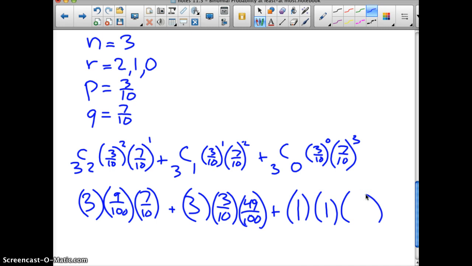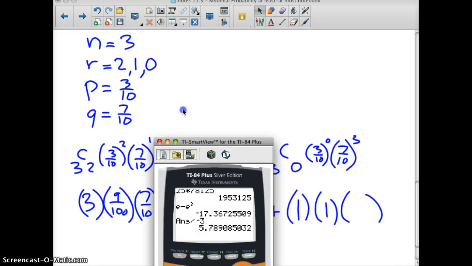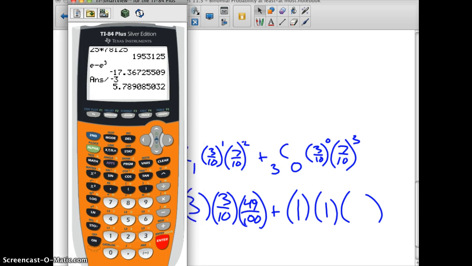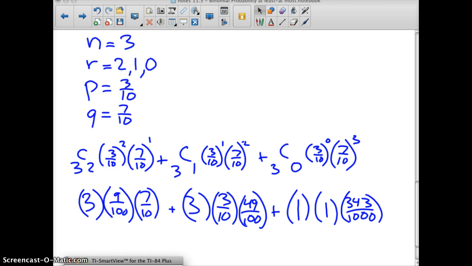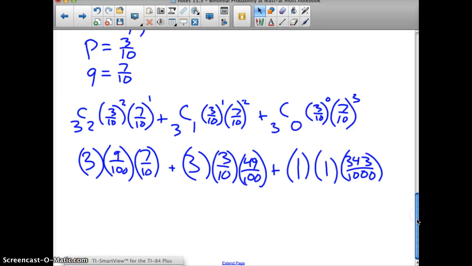And then 7 tenths cubed is, I need to know 7 cubed here. So that's really going to be 49 times 7, which is 343. So I get 343 out of 1,000. Okay, it's time to simplify these terms and combine them if I can.